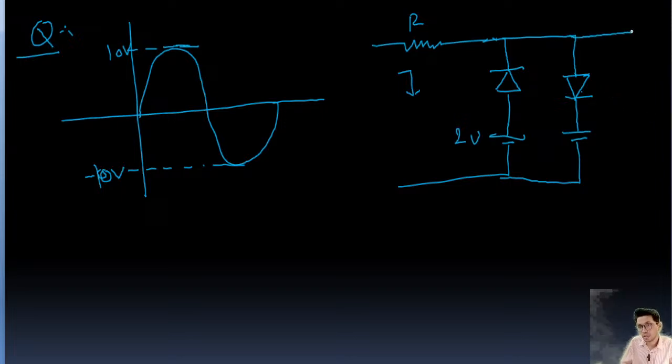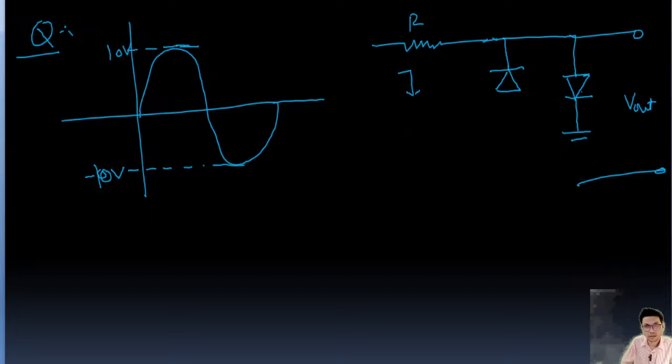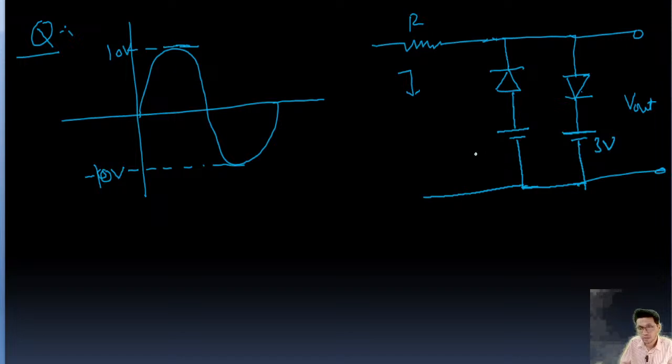So this is the clipper given, guys. This is V output. This one. So this is 3 volt, and this is 2 volt. This is the one. Now you can see in this case.